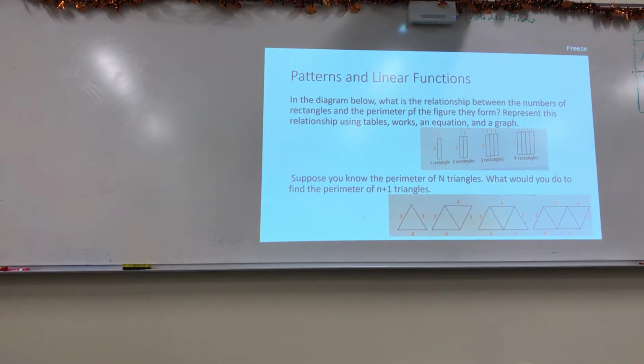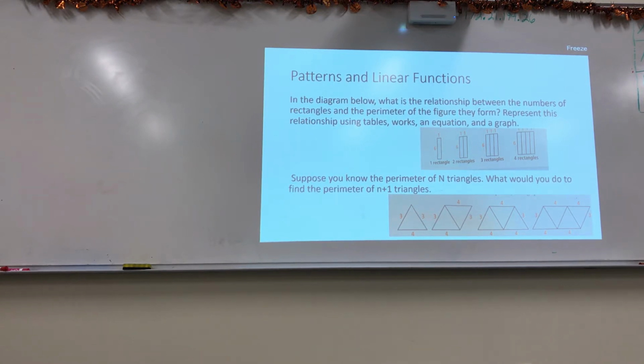Okay, so first thing we have here is one rectangle, which is 1 by 6. Then we have 2, which is going to be 2 by 6. And 3 by 6, and so on. In the diagram below, what is the relationship between the number of rectangles and the perimeter of the figure they form?